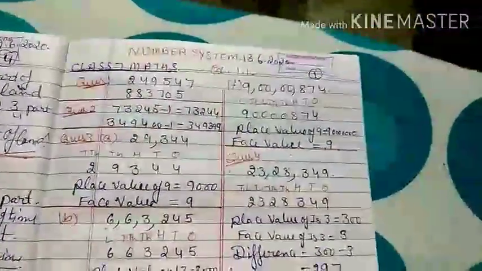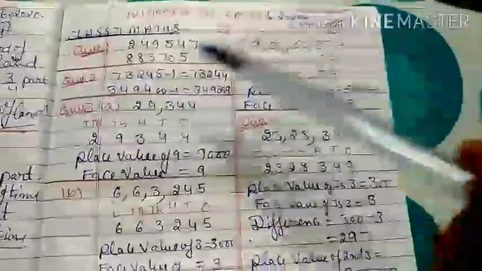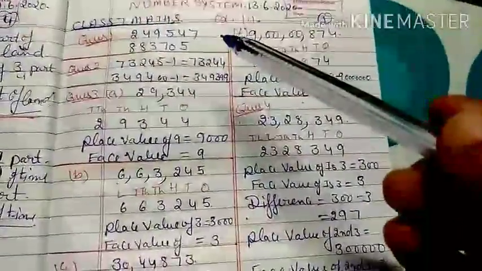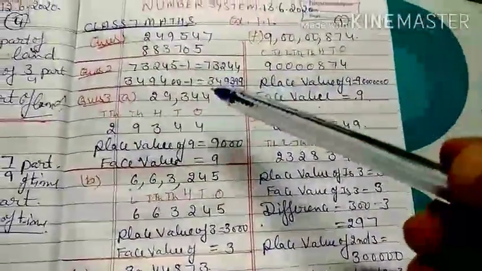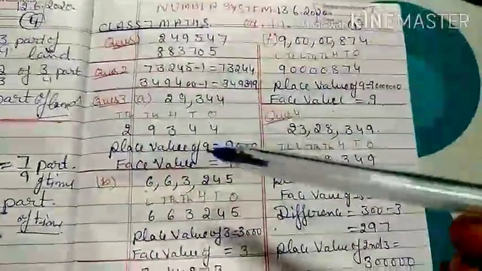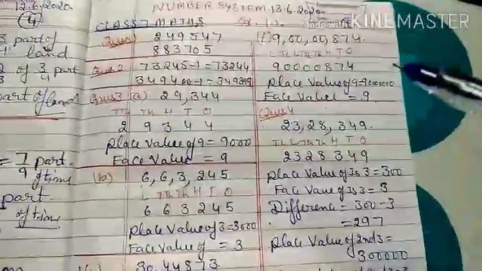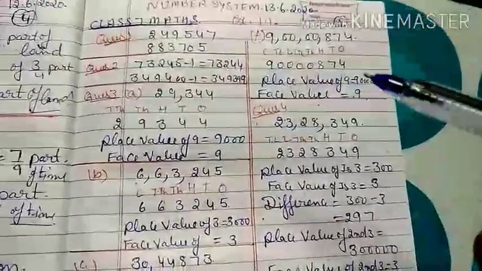In exercise 1.1, 1.2 and 1.3. In your exercise 1.1, your first question is you have different type of numbers given to you, and you have to find the predecessor number, successor number and place value, face value of the numbers, and find the possible number of digits, greatest and smaller number.